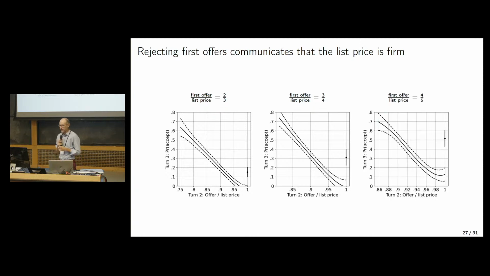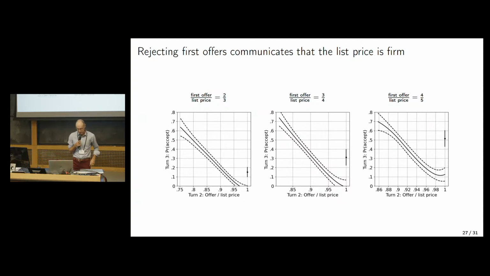And finally, if we look at first offers that are exactly 4/5 of the list price, we see that a rejection induces the buyer to pay full price about half the time, whereas small concessions will rarely, if ever, induce full price offers. Okay, so what's happening here? I think a reasonable interpretation is if you as a seller make a small concession, it signals to the buyer that you're willing to negotiate, that the price is not firm. But if you reject, that's a strong signal to the buyer that no, if you want to buy this item, you need to pay full price.